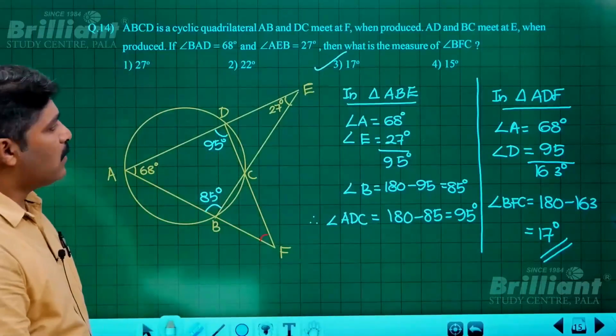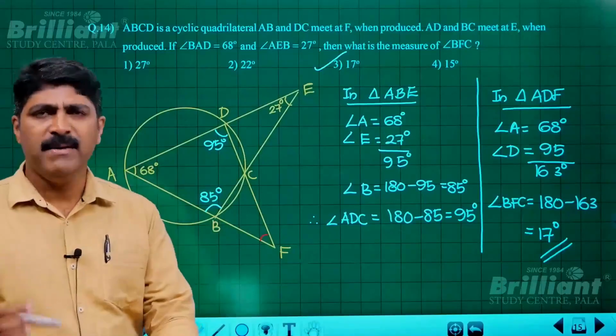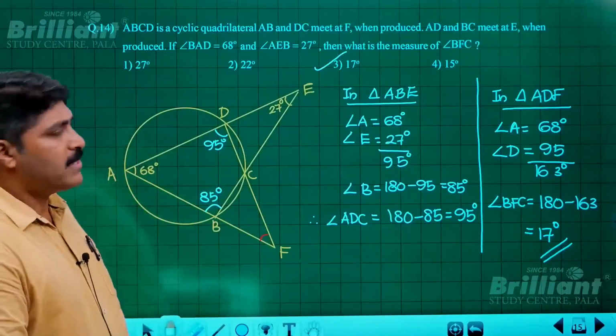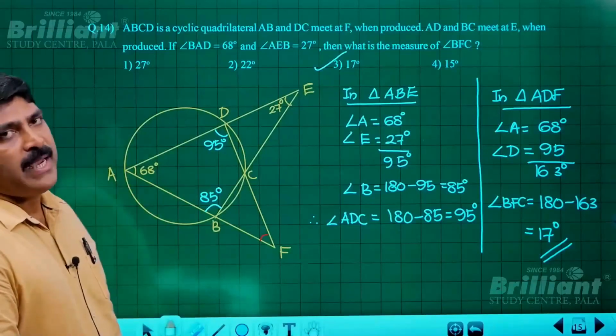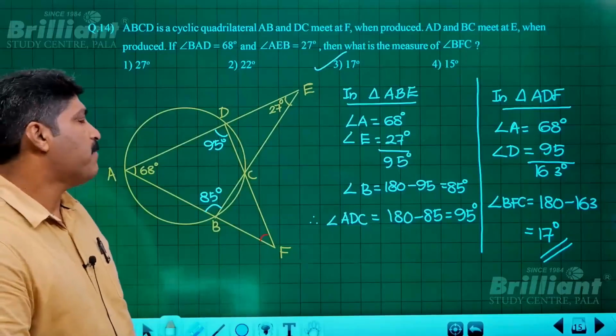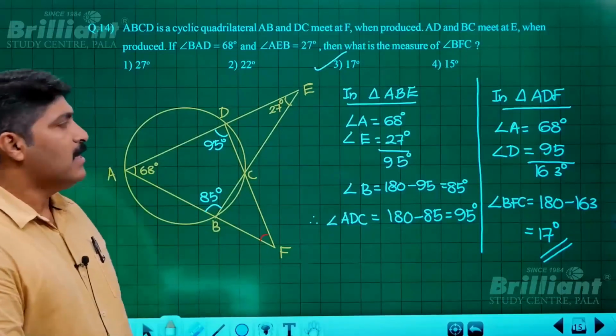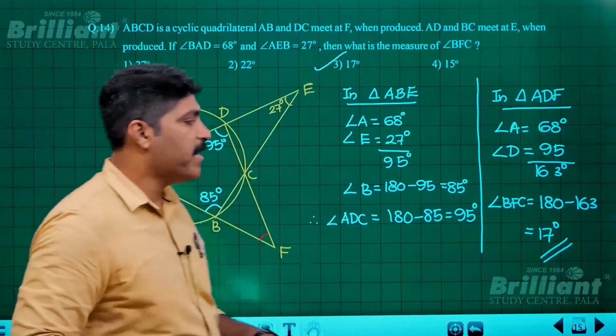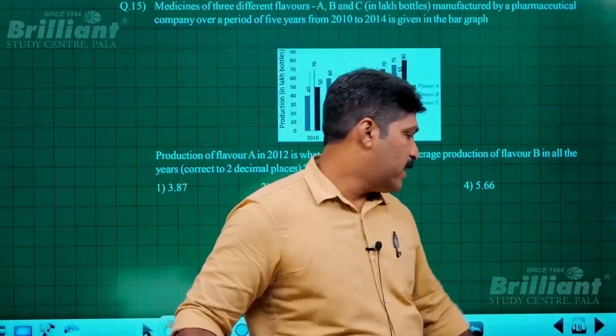Got it? So there is only one main property we used, that's related to cyclic quadrilateral. In a cyclic quadrilateral, opposite angles are supplementary. And the next very simple concept we applied is the angle sum property. In a triangle, the sum of all the three angles will be equal to 180 degrees.